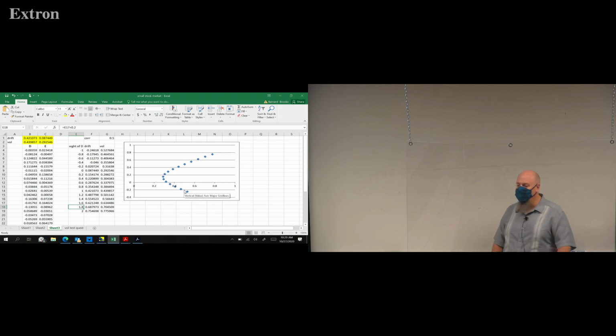And at this point, if we want to connect it to a finance class, this is called the efficient frontier. And this is where I want to be on this frontier.